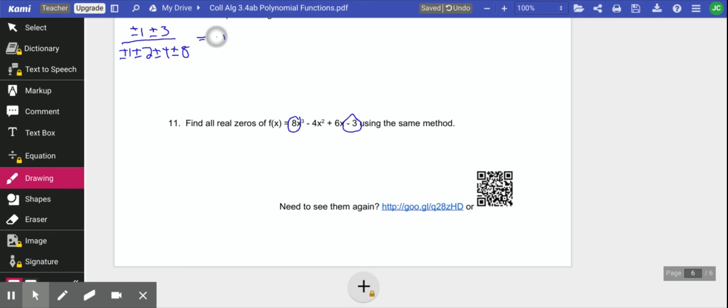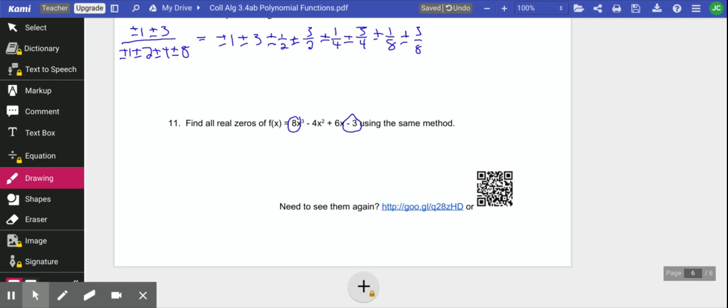So everything divided by 1, so we have 1 and 3. Everything divided by 2, so 1/2 and 3/2. Everything divided by 4, so 1/4 and 3/4. Oh, there's a lot of these. Everything divided by 8. Look at all of those. 1/8 and 3/8. So there they are. Great.